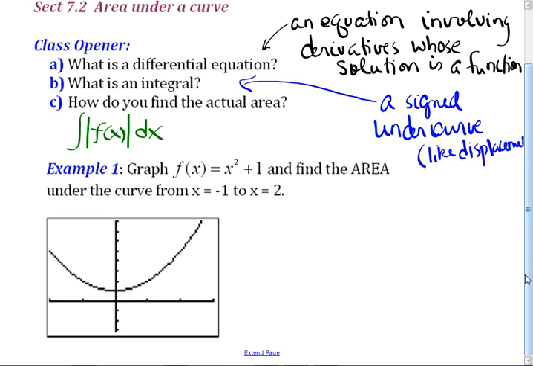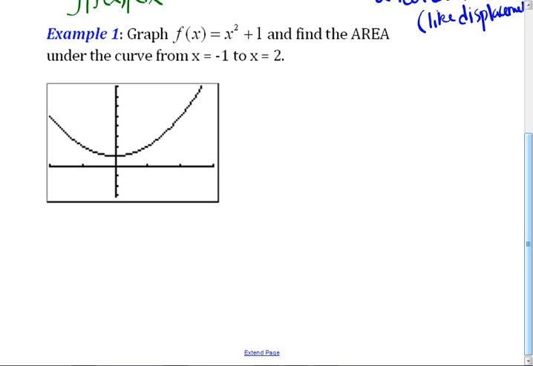Now, all I'm going to do is find the area. And I want to go between x equals -1 and x equals 2. Okay, so I want this area. And do you remember what we would do? We would slice this up into rectangles.